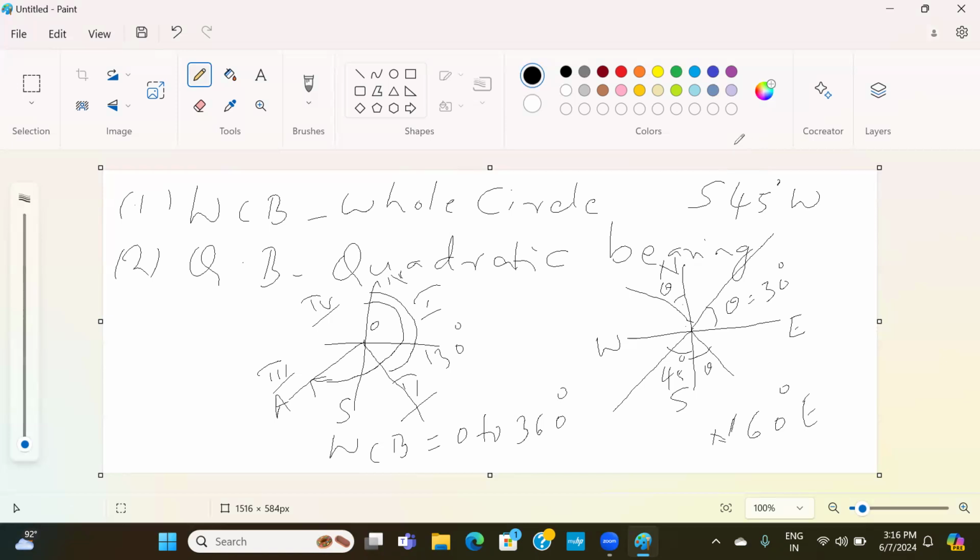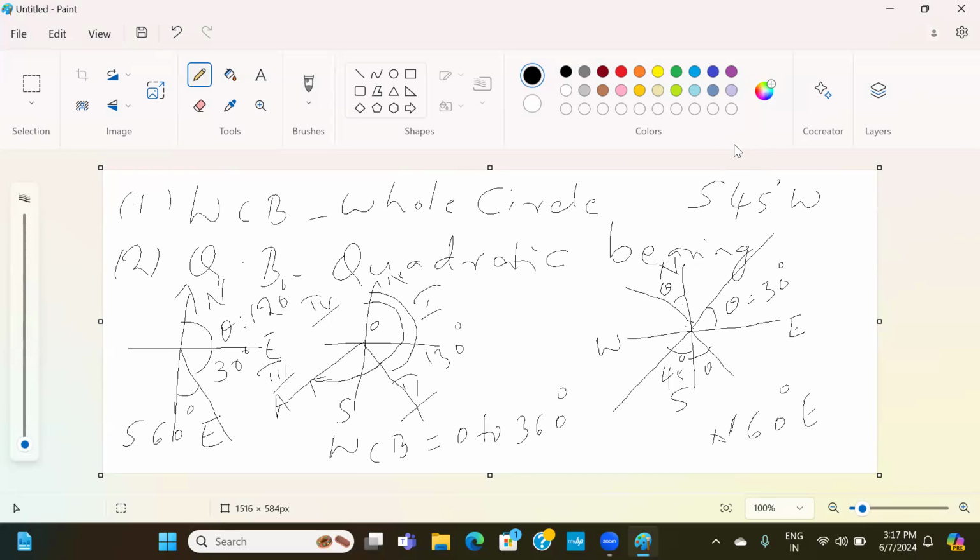Suppose the theta is 120 degrees in whole circle bearing, measured from north. We can convert the whole circle bearing into quadrantal bearing. Here from north to east, it will be 90 degrees. Since the angle is 120 degrees, the remaining part will be 30 degrees. Then it can be represented in quadrantal bearing as south, and here it will be 60 degrees, so south 60 degrees east.